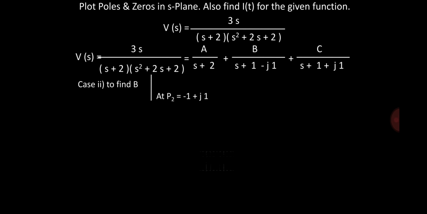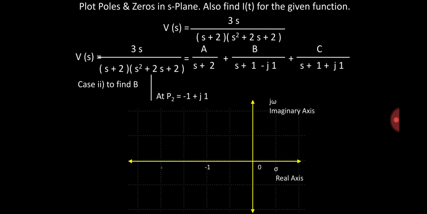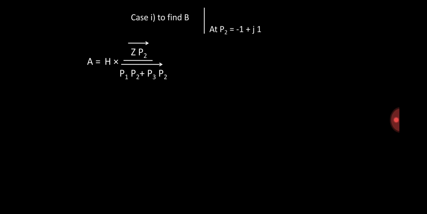Okay, so again we will draw the pole-zero diagram. We will use the same pole-zero diagram to find out the value of B. But now what will be the formula of that? So B will become equal to the distance from Z to P2 upon the distance from P1 to P2 plus P3 to P2. Okay, so this is the formula to find out the value of B. By mistake it is written here A, but it is B.